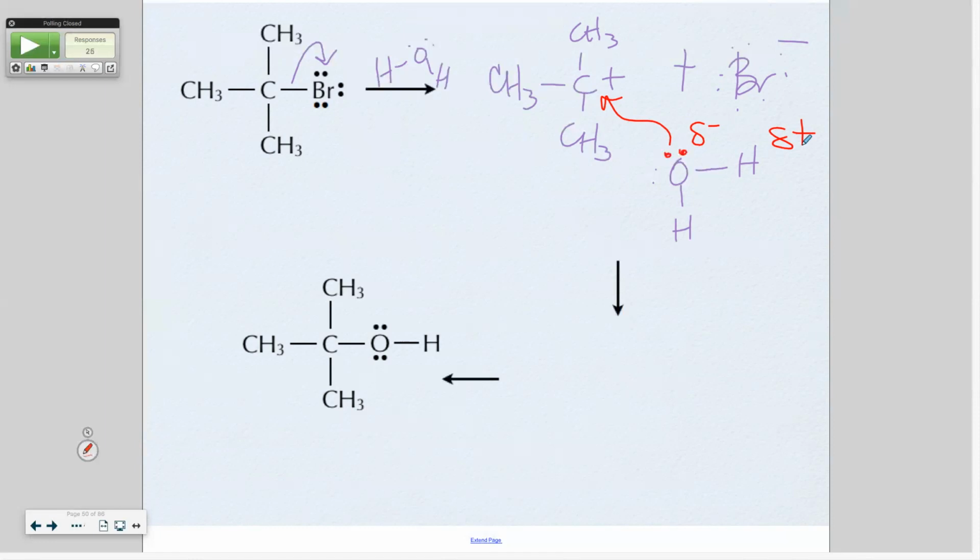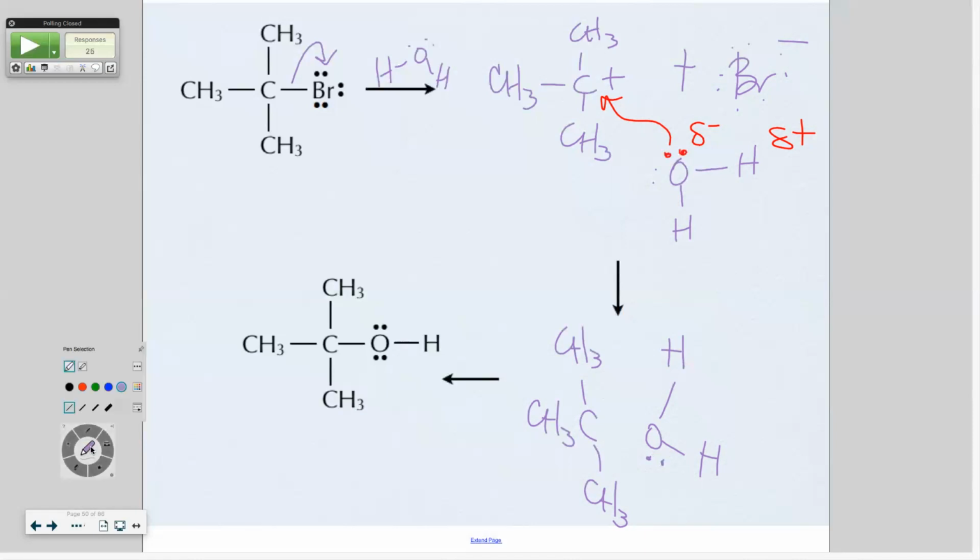Okay, so what do I have now? I have my t-butyl group, right? And I have my water. Let me put one lone pair there. And now I made a bond between the C and the O. Right? Does that look funny to anybody? What's funny about it? The O has how many bonds?